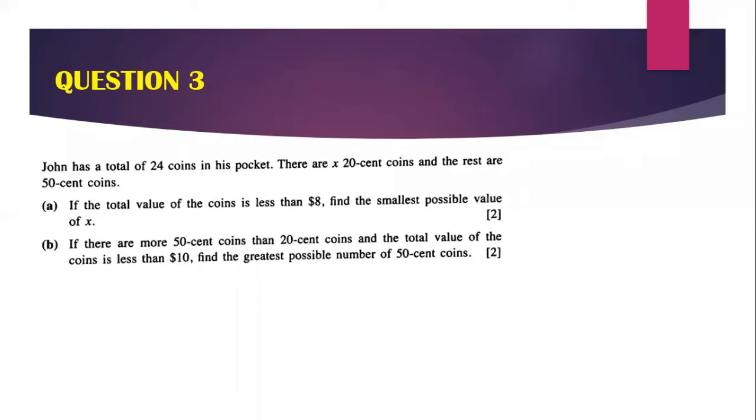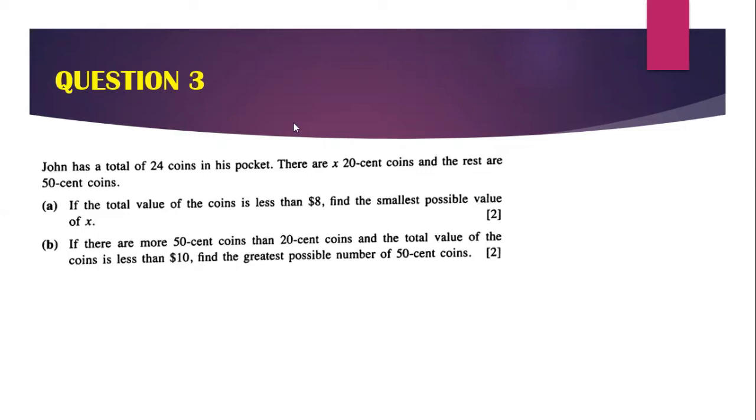John has a total of 24 coins in his pocket. There are X 20-cent coins and the rest are 50-cent coins. If the total value of the coins is less than $8, find the smallest possible value of X.